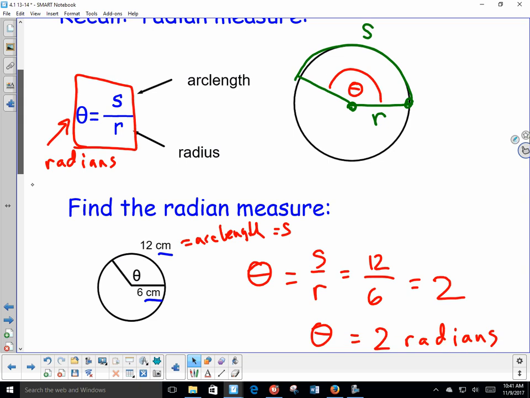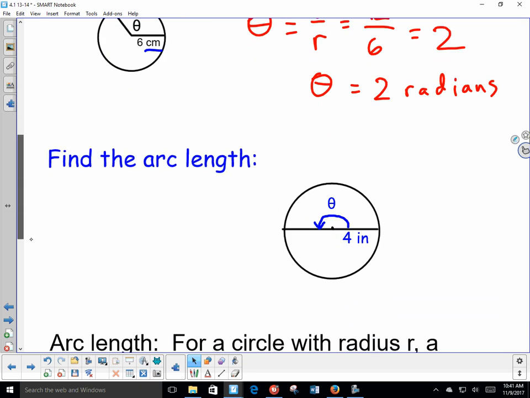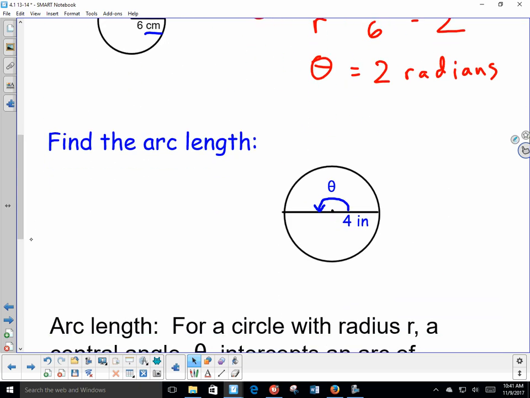All right, let's see if I got another example for you. Find the arc length here. All I know is that I want theta to be this angle, and the radius here is 4. So we're going to be using our formula, theta equals S over R, but this time we're trying to find the arc length. So what can I plug in where? Dave?